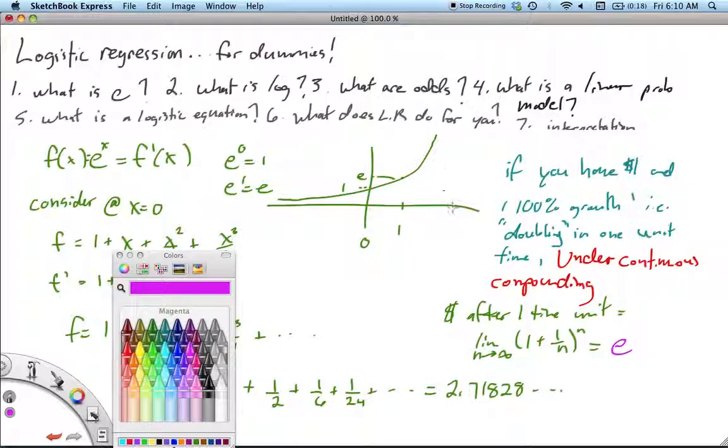So, I mean, the thing that we want to point out here is that you could have started with some amount of money other than $1, okay?